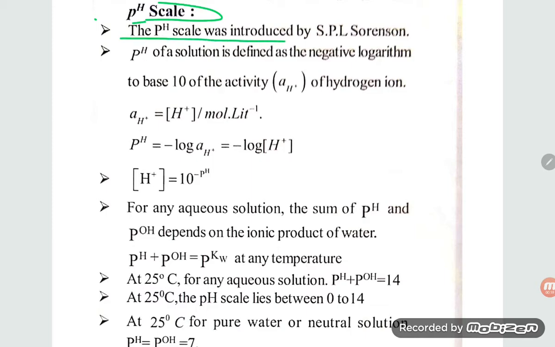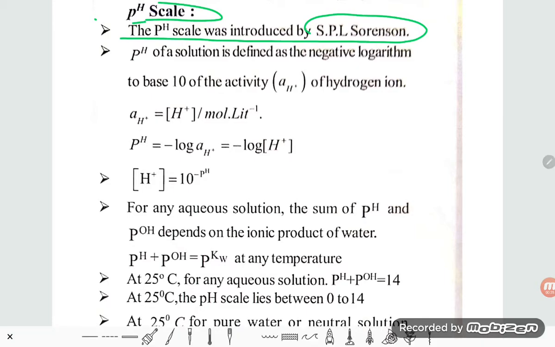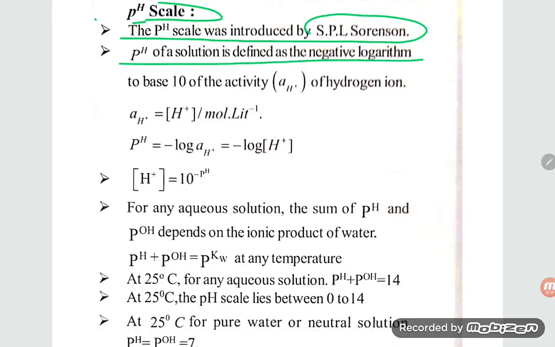The pH scale was introduced by SPL Sorensen. He was the first person who discovered the pH scale, and he said that the pH of a solution is defined as the negative logarithm to the base 10 of the activity of hydrogen ion. Activity of hydrogen ion is equal to the molar concentration of H, that is mole per liter. pH is equal to minus log aH, that is equal to minus log H plus ion concentration.